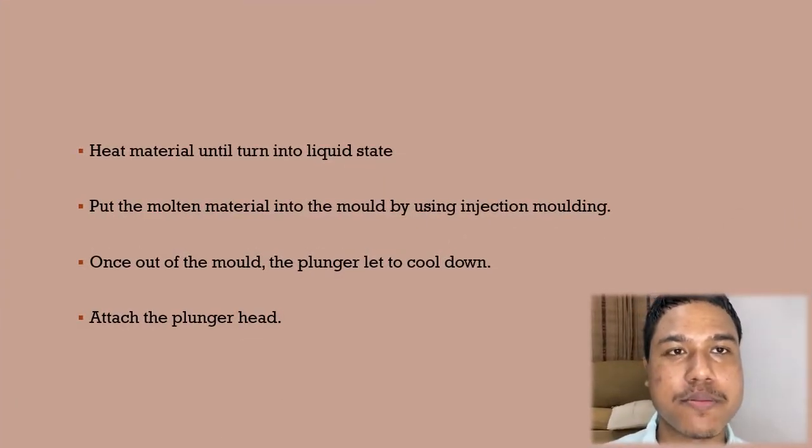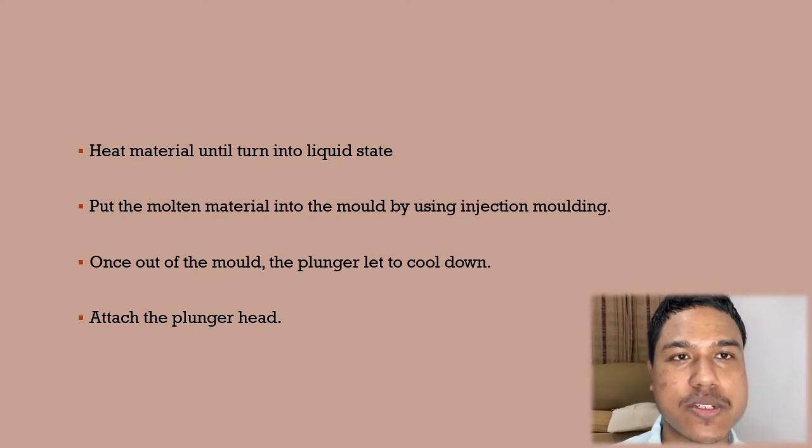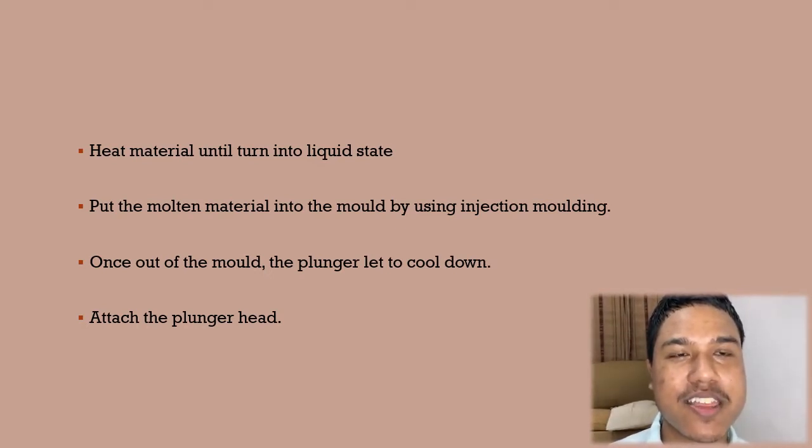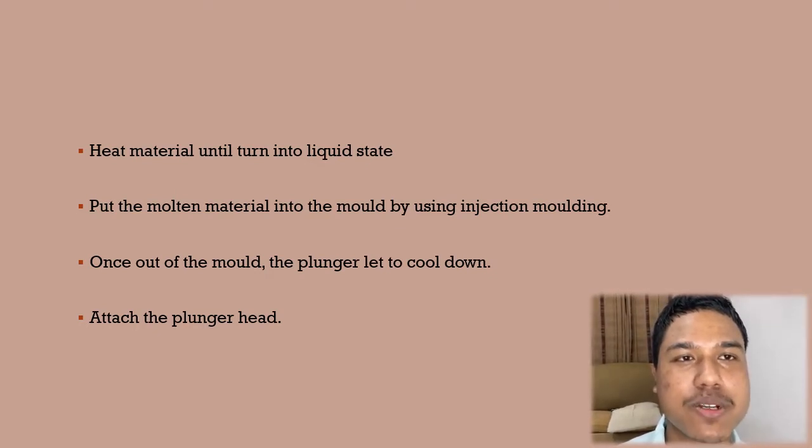Now we will present the production process, the procedure of making the syringe plunger. First, the material, which is polypropylene, will be heated into a liquid state. Next, once the material is heated, it will go into the mold by using injection molding. Then, once the plunger is out of the mold, it will be left to cool down. Finally, the plunger head will be attached to the plunger.